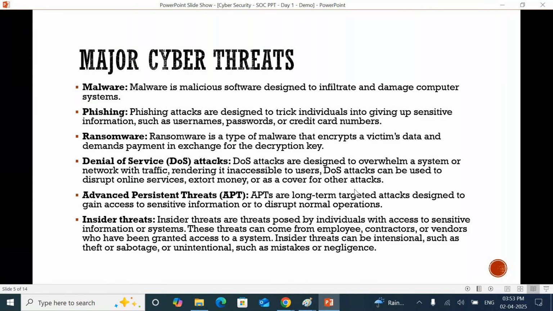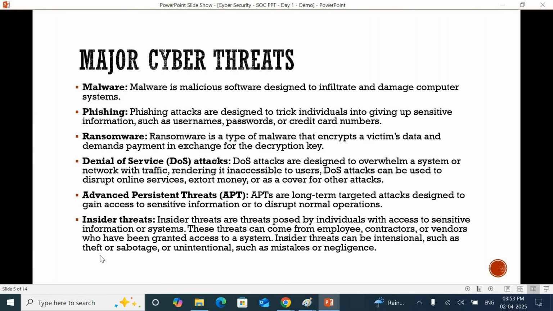Next, advanced persistent threats. APTs are long-term targeted attacks designed to gain access to sensitive information or disturb normal operations. Insider threats are also there, sir. Insider threats are posed by individuals with access to sensitive information or a system. These threats can come from employees, contractors, or vendors.